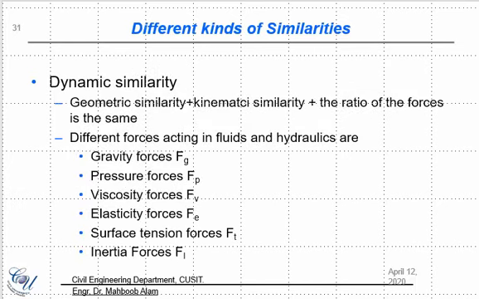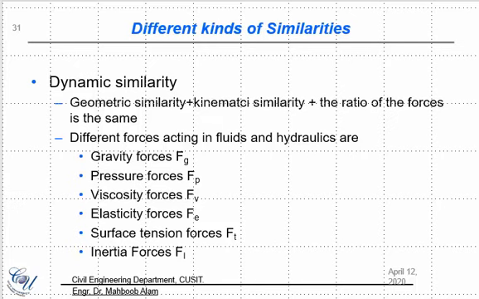Third kind of similarity is dynamic similarity. Dynamic similarity is the combination of geometric similarity plus the kinematic similarity that you looked into earlier. Additional thing is the ratio of forces should be the same in dynamic similarity. So this is the third kind of similarity that we have to ensure.